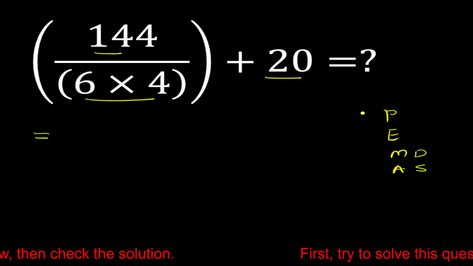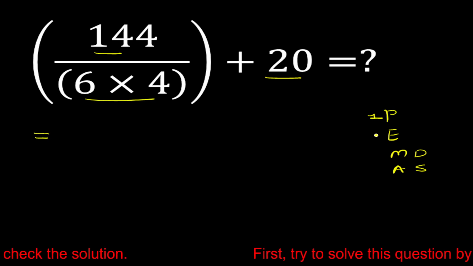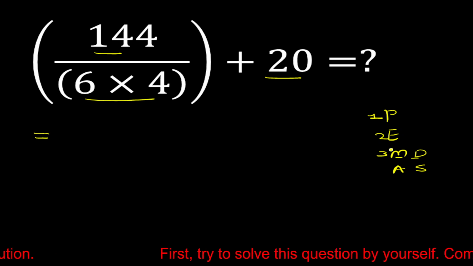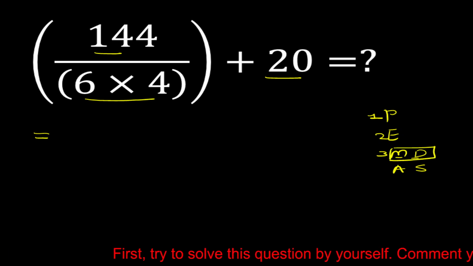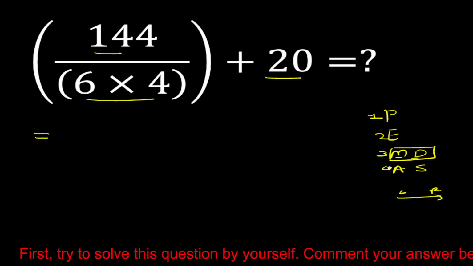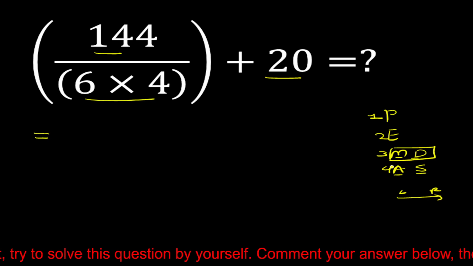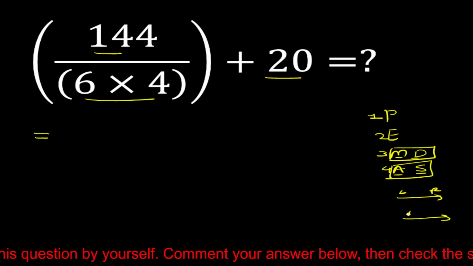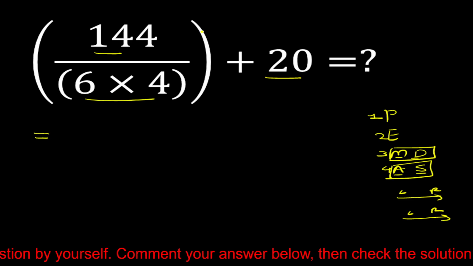PEMDAS. According to PEMDAS, first priority is parenthesis, second priority is exponents, third priority is multiplication and division. Here multiplication and division both have equal priority, so we have to solve it from left to right. Fourth and last priority is addition and subtraction. Also addition and subtraction both have equal priority, so we have to solve it from left to right. Okay.